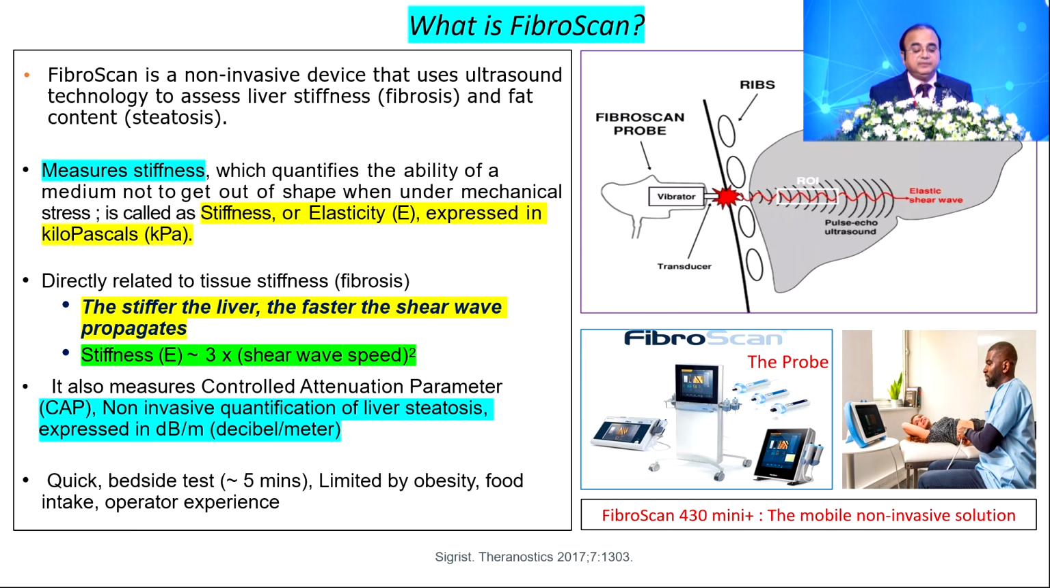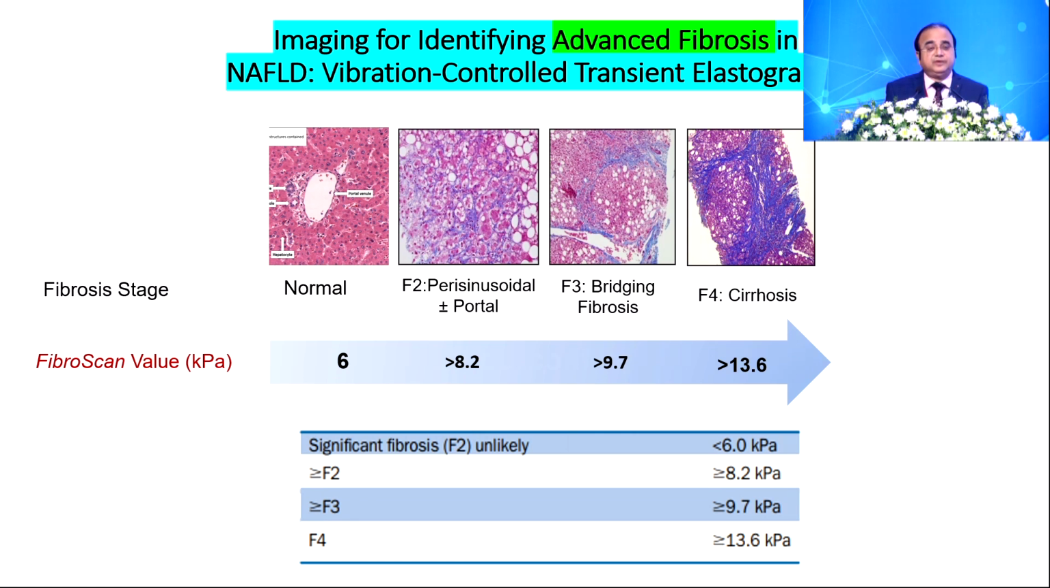It is very simple. We can see that there is a FibroScan here, and we can very well see the probe. The patient is lying down, and any trained operator can do it. It just takes 5 minutes. So if you look at it image-wise, let's see how we will diagnose advanced fibrosis.